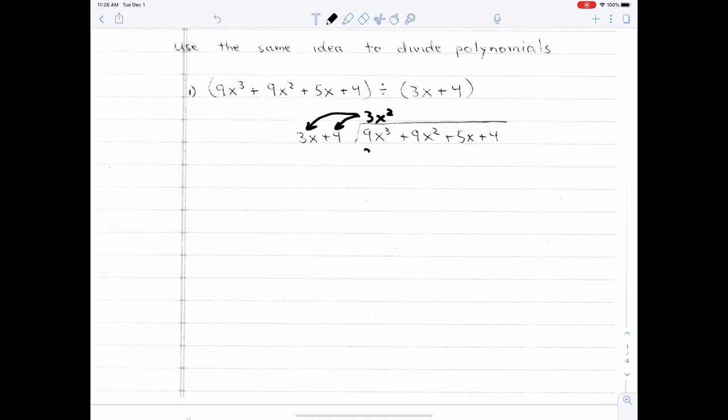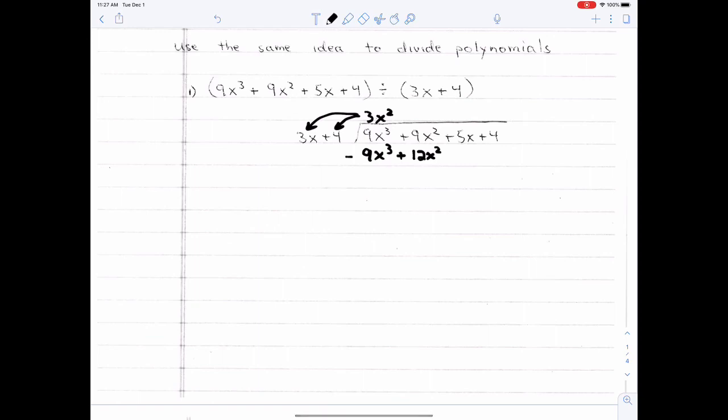So that's going to give me 9x cubed plus 12x squared. Now, if you're going to make a mistake, this is where it's going to be. What do you do next? You subtract. So this is what people do. They put a minus there.